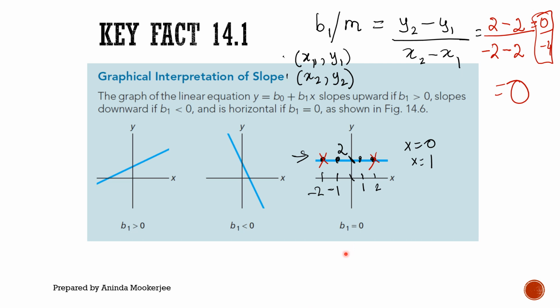Now, keep that in mind because several sections later, and also in chapter 15, when we do inferential studies, we are going to use this fact that the slope of a horizontal line is equal to 0, where x does not have any effect on the values of y. Right?